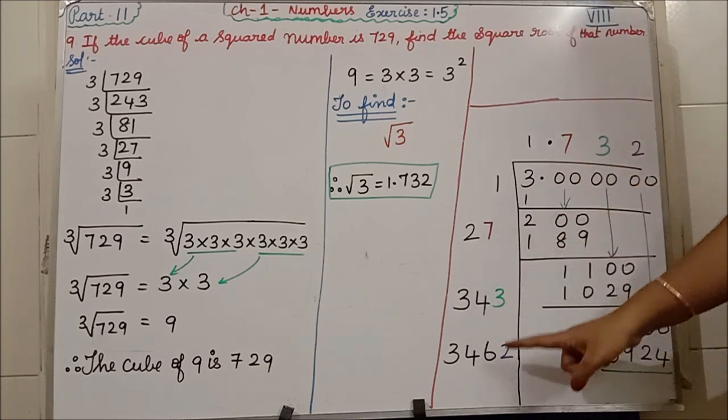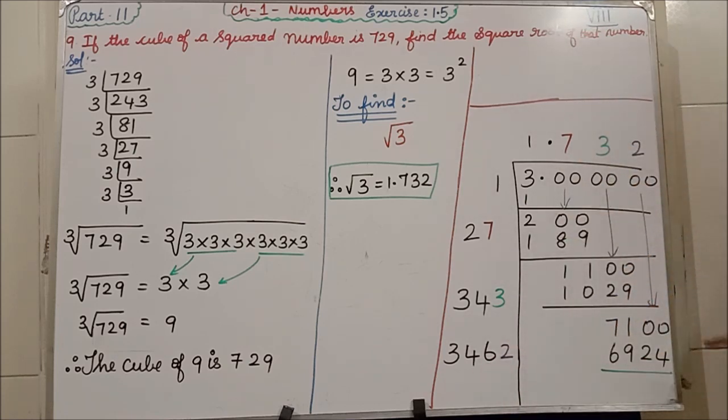2 into 3462, if you multiply, we are getting 6924. So after this we need not subtract. What are we getting in the quotient? In the quotient we are getting 1.732. So the root 3 answer is 1.732. Clear all of you, this problem?